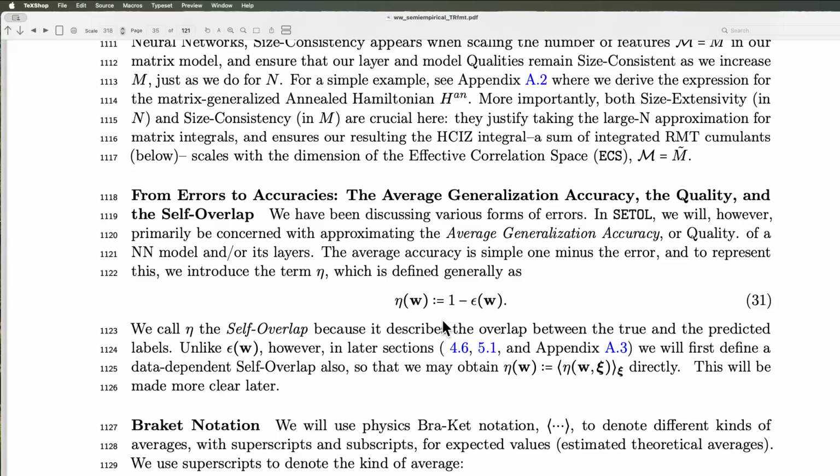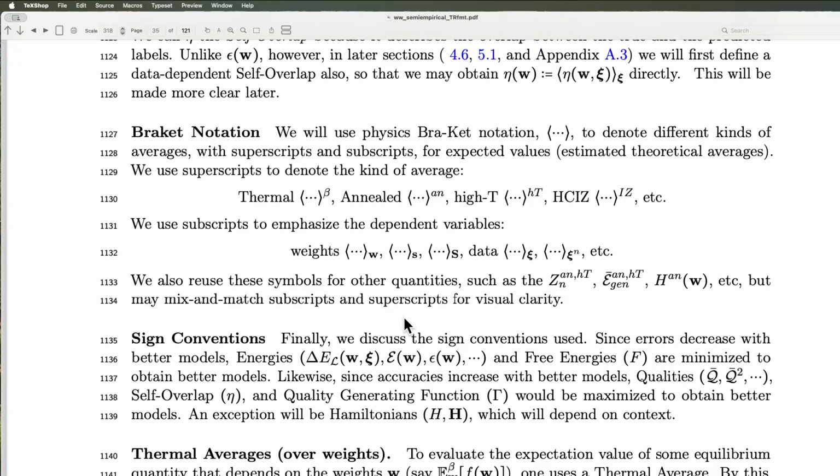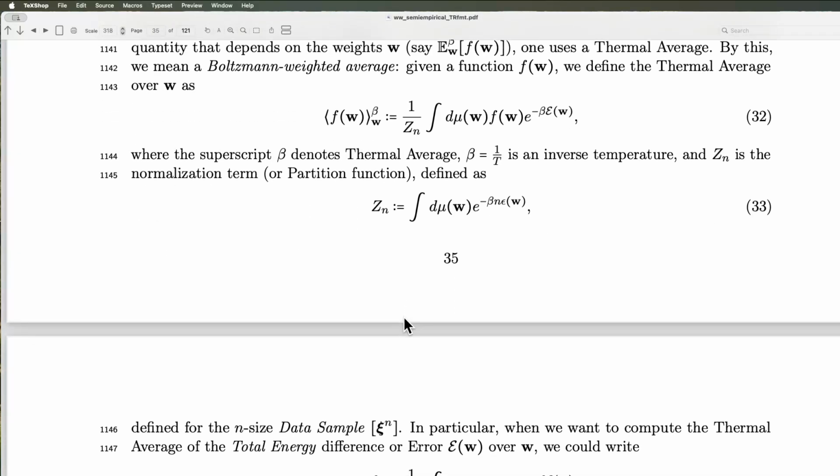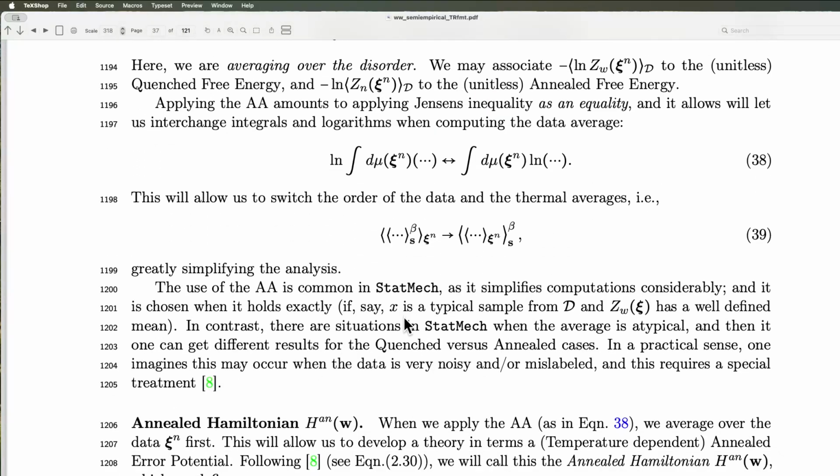So this is important, the self-overlap is really the object we care about. And then last time we talked about the various notations, so I won't go into that. I'm going to now jump down to another part, which was a little confusing.